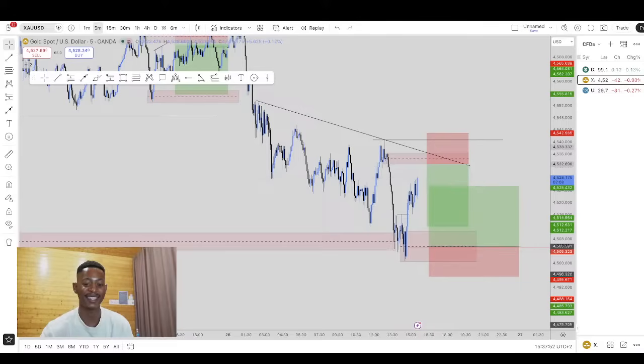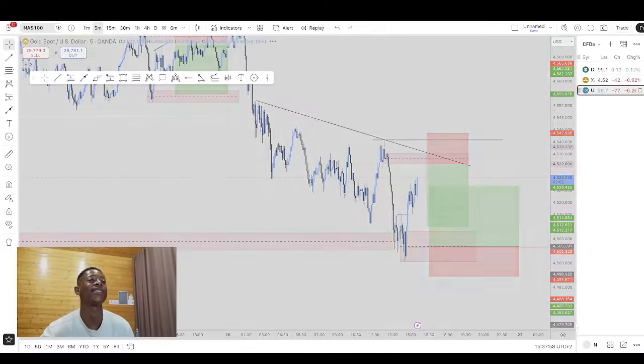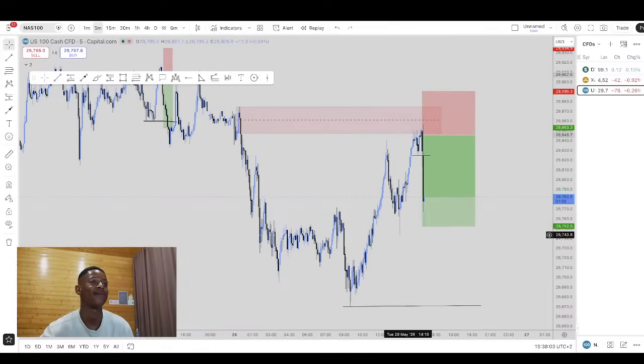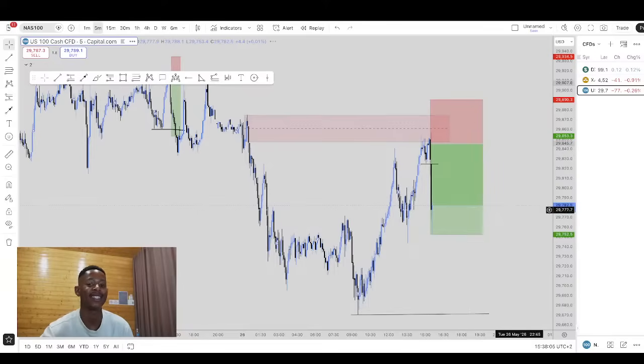So what do you guys say about Nasdaq, bro? Let me see those comments. What do you guys say about this nice, beautiful Nasdaq setup here? Bring those comments up, team.